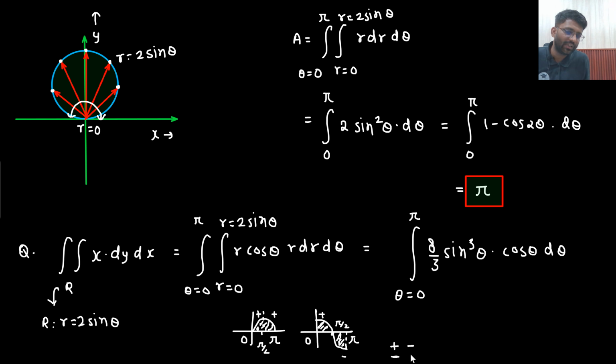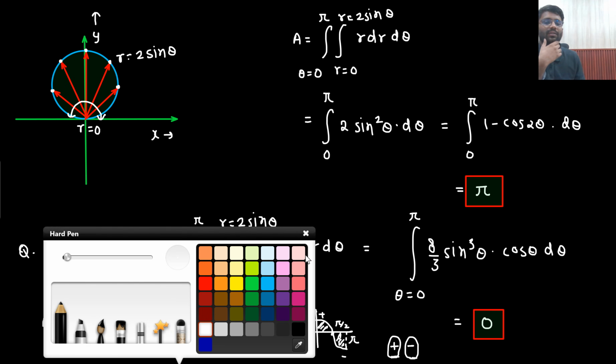So there is equal positive area, and there is equal negative area as well. Positive and negative area will get cancelled out each other. What will be the answer? Answer will be 0. There you go. Answer will come out to be 0.